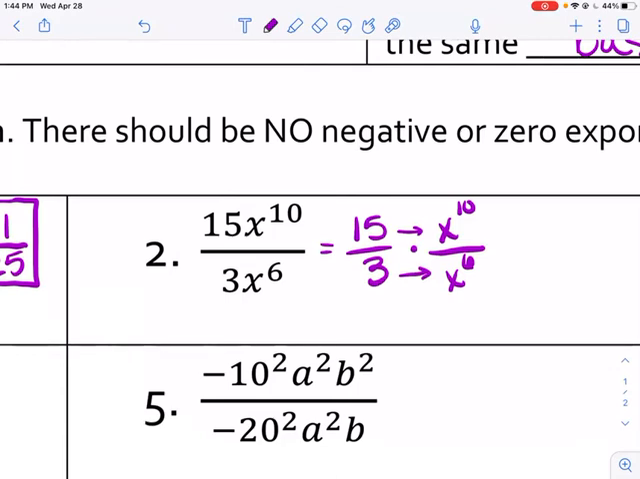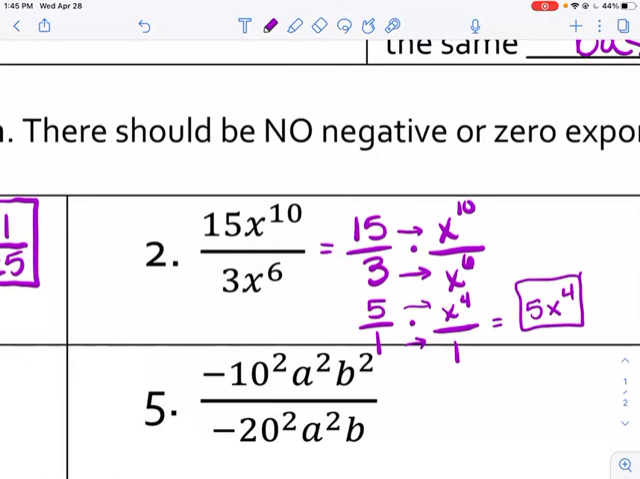15/3 simplifies to, it equals 5. I'm going to write it as 5/1. Then x to the 10th over x to the 6th. When I cancel out 6 factors, I'm going to have 4 left over at the end, and they're going to be on the top. So at the end, when I multiply top times top and bottom times bottom, I'll have 5x to the 4th over 1, or just 5x to the 4th.